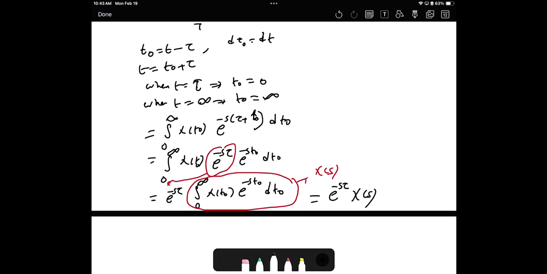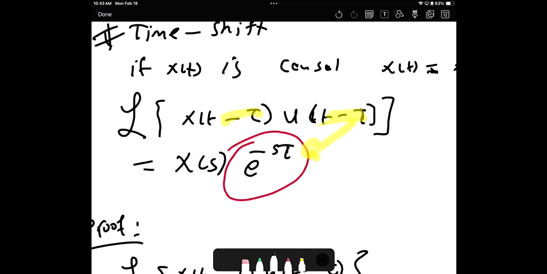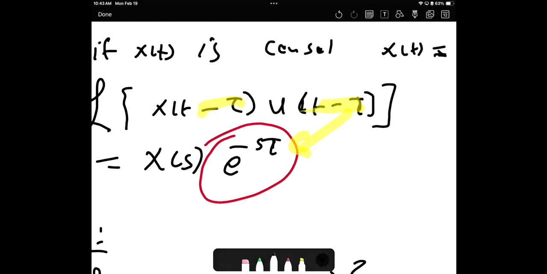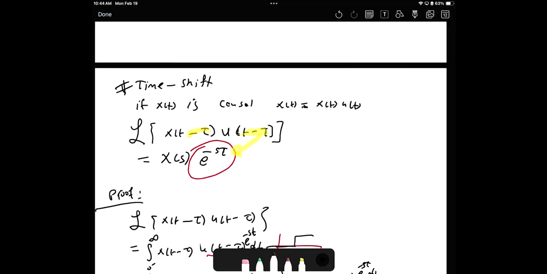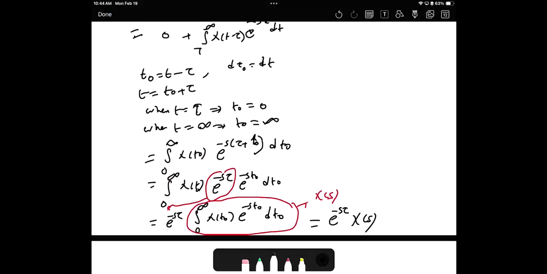So overall, whenever you see any x of t minus tau, u of t minus tau, t minus tau will make a phase shift. This is an exponential in direct shift because it's called the time shift. So the exponential will appear only whenever we have that time shift. The exponential will not be possible otherwise.